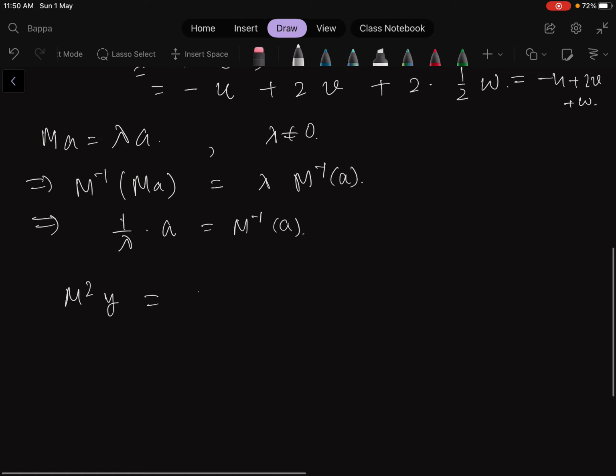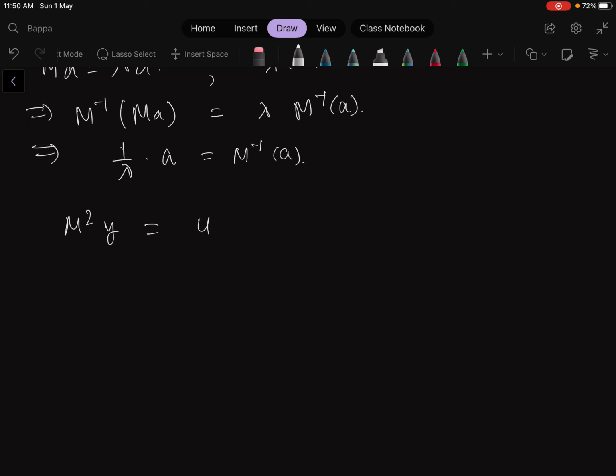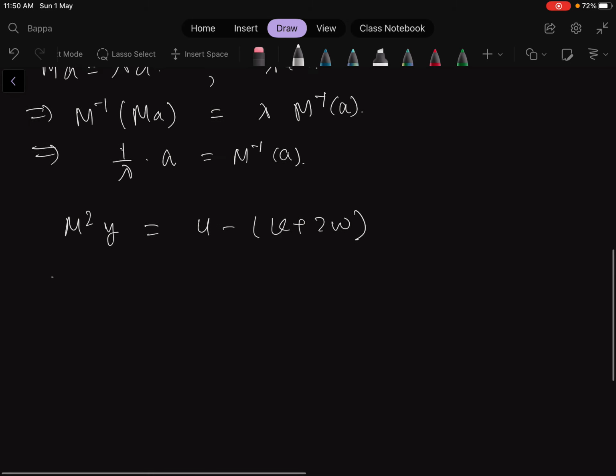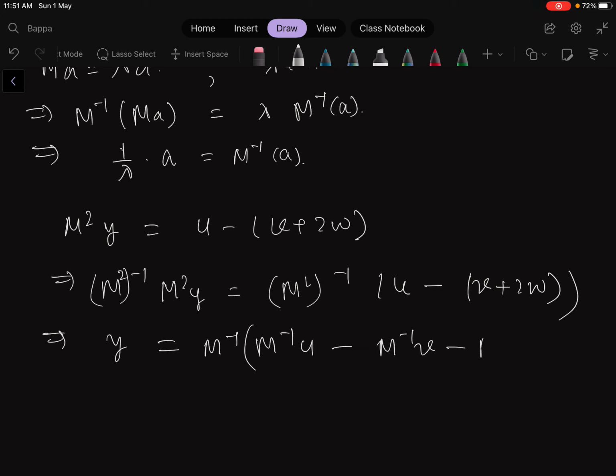So M²y is given to be u minus v plus 2w. So that means y equal to M² whole inverse of u minus v plus 2w. So that means y equal to M inverse times M inverse of u minus M inverse of v plus 2 times M inverse of w, all because M inverse is linear.